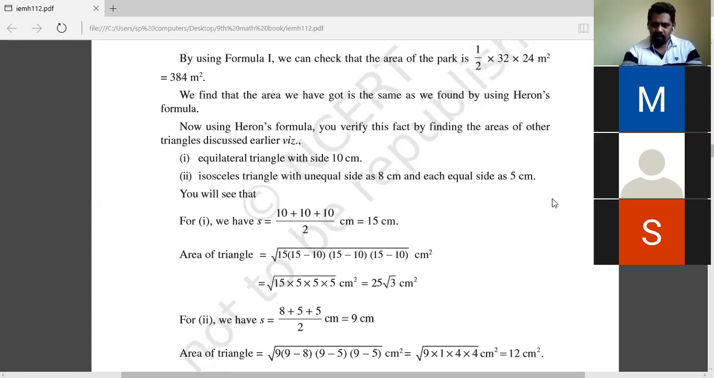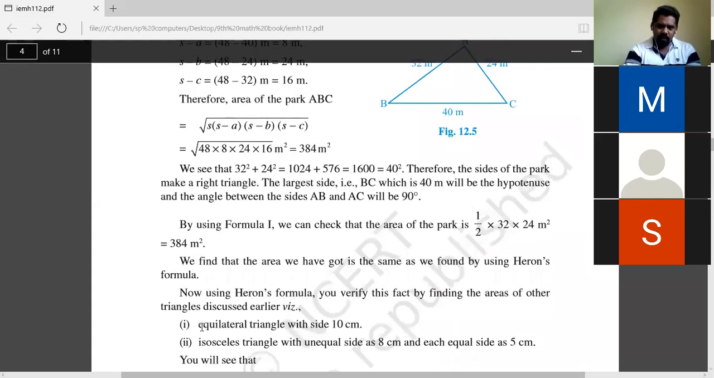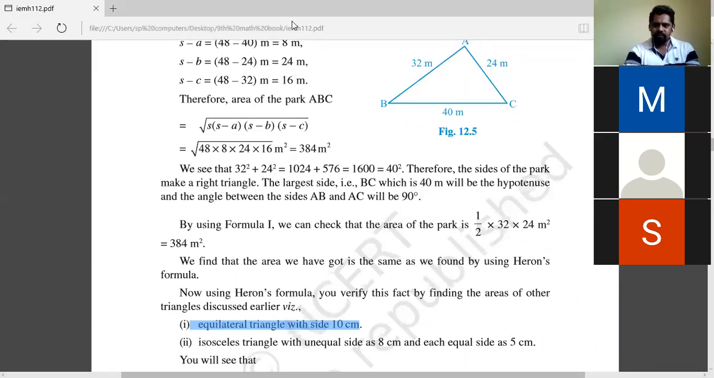Now I want you to solve this problem using Heron's formula. Okay, sir. It is very, very easy. That's the reason I have given it to you. An equilateral triangle is given to us. Without Heron's formula also we can solve it, but I want it to be solved using Heron's formula.